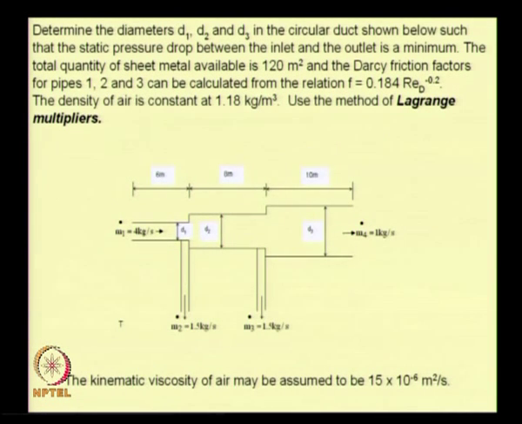Set up the problem. First calculate the delta P1, delta P2, delta P3 for each of the sections. Add delta P1, all the three are in series, right. Total pressure drop is delta P1 plus delta P2 plus delta P3. That will be the objective function that has to be minimized. The constraint, I have given a constraint in terms of the sheet metal area, the total area.